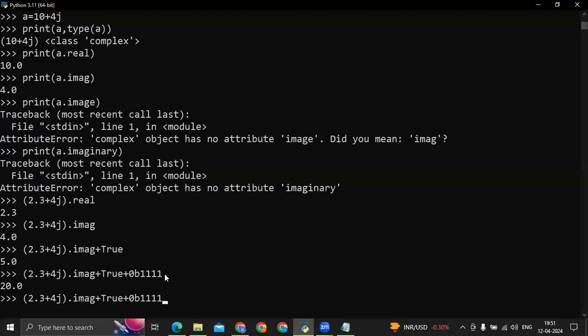Now, if I write dot real plus False minus 0B1103. Now tell me. Now tell me.